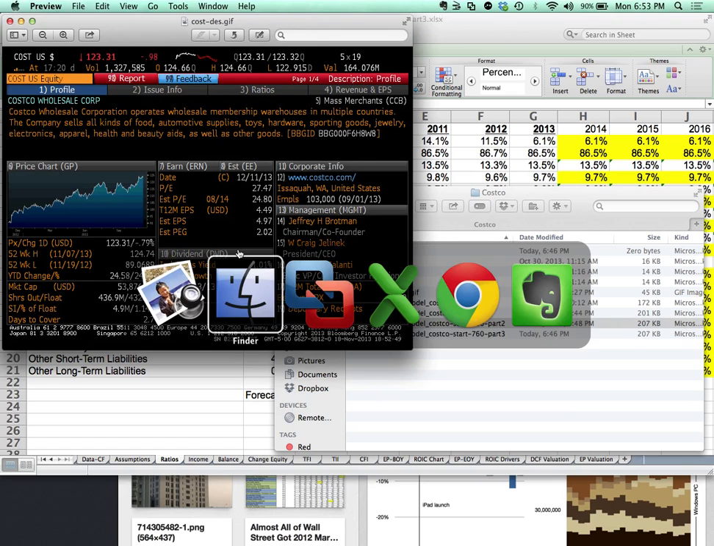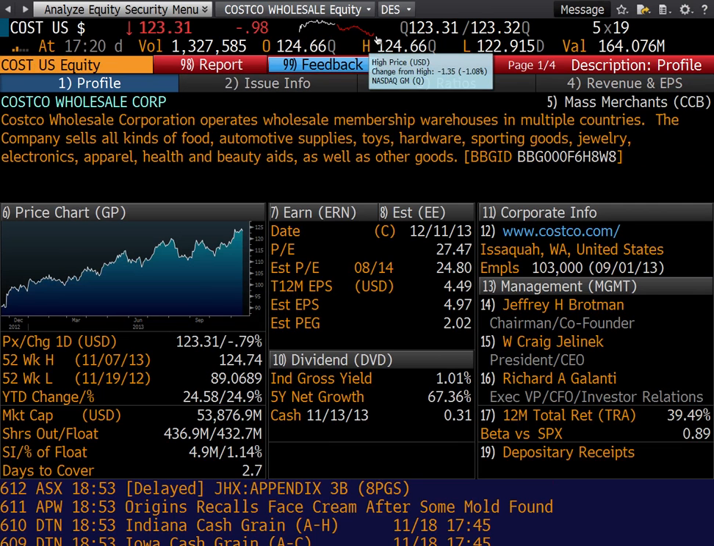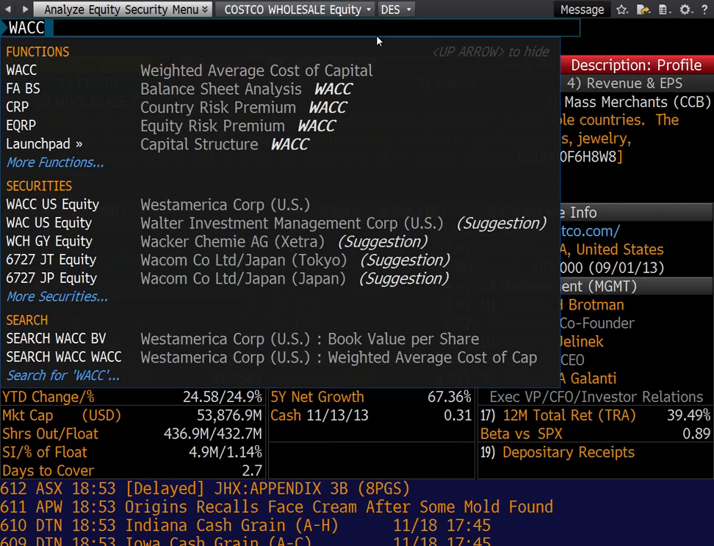Okay. The second screenshot that we're going to need in Bloomberg is for discounting the cash flows. So we're going to go to the weighted average cost of capital, WACC.